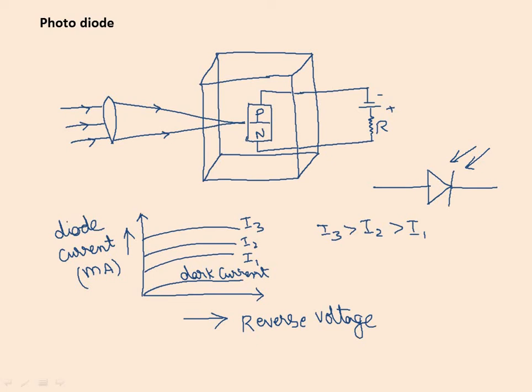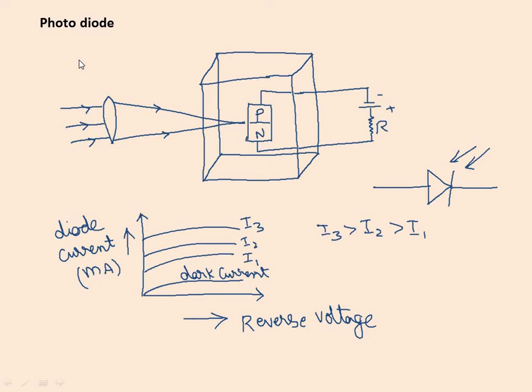Hello students, let's discuss some more applications of the PN junction diode. Out of that, the first one is the photodiode. So let's understand this first of all: what do we mean by photodiode, and what is the working principle, construction and all this. So this is the circuit diagram for that.